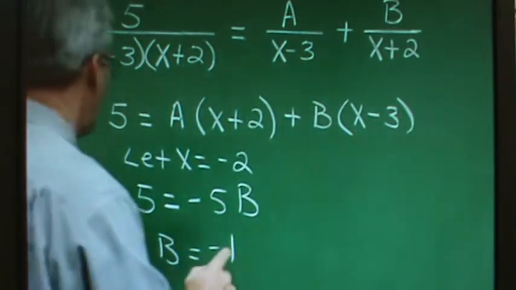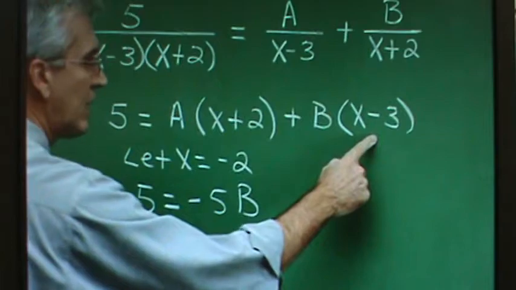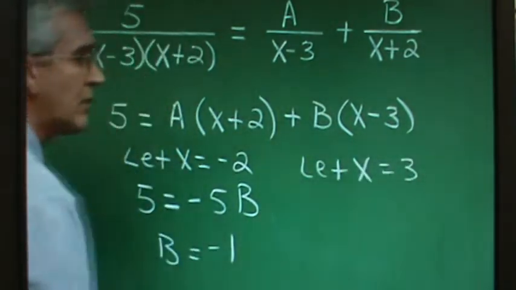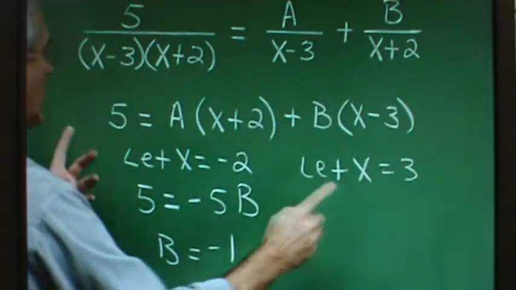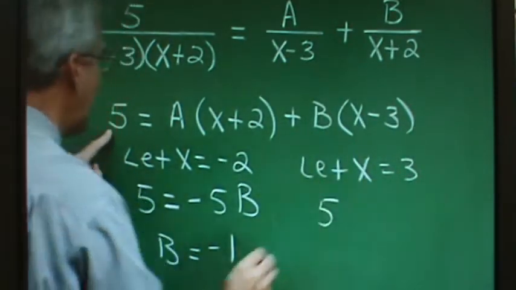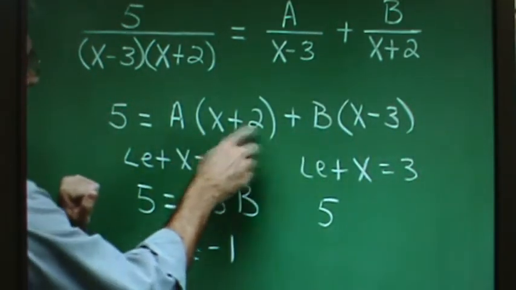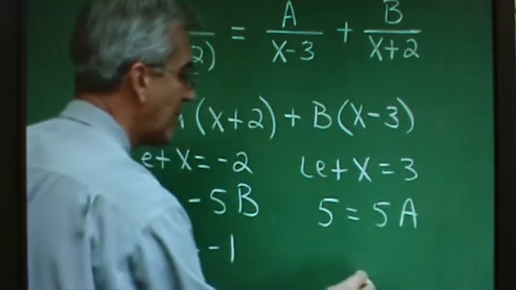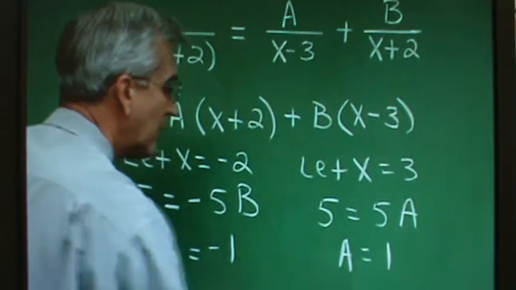And now let's cause this term to disappear. We would let x take on the value 3. This term goes out, and we would have, well, let's see, 5 on the left, and then if x is 3, 3 plus 2 is 5, so this would be 5a on the right. Dividing by 5, we find a to be 1.